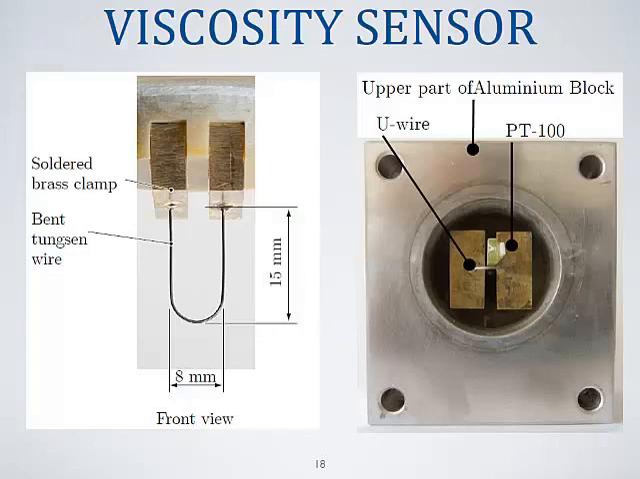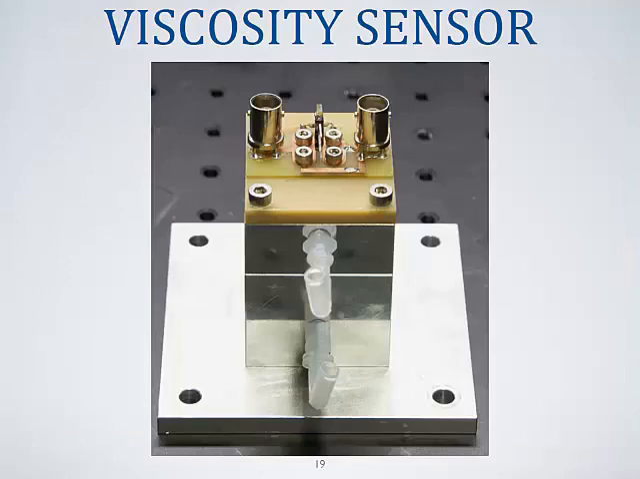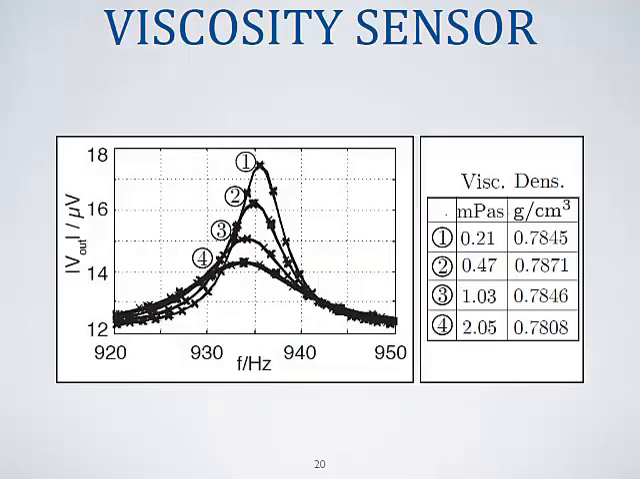Now I want to switch to the viscosity sensor. The viscosity sensor we built, as I already mentioned, was a bent tungsten wire, which was brazed into solid brass blocks. Everything was put in a solid aluminum housing. We applied a PT100 temperature sensor close to the wire, and put everything in a closed aluminum chamber to prevent evaporation. The device was put in a climate chamber and controlled at 25 degrees Celsius.